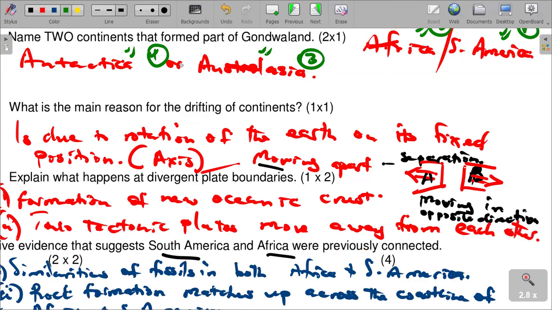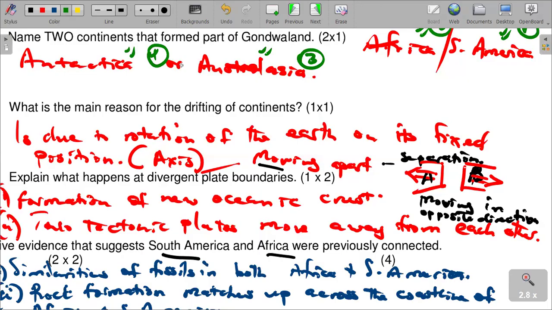And then, what is the main reason for the drifting of continents? Continents actually drifted due to the rotation of the Earth on its fixed position. We say that the rotation of the Earth on its axis actually caused the drifting of the continents. And then, explain what happens at divergent plate boundaries.